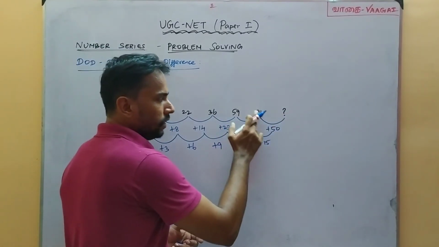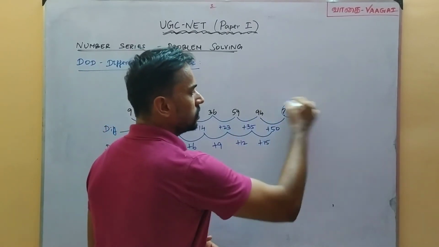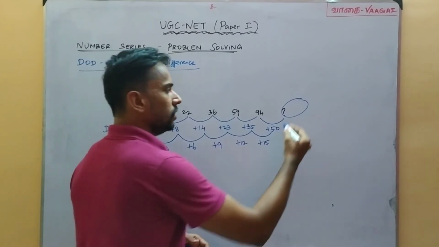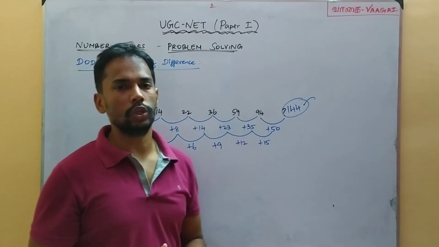That's really easy now to get the final answer to this question. Now do 94 plus 50. This 94 plus 50 will give us the final answer. So what is 94 plus 50? This will be 144, and that is going to be the answer to this question.